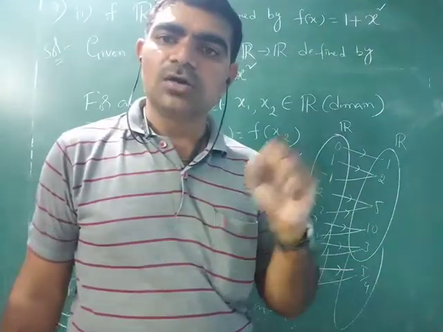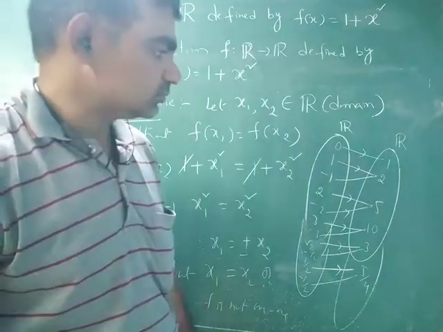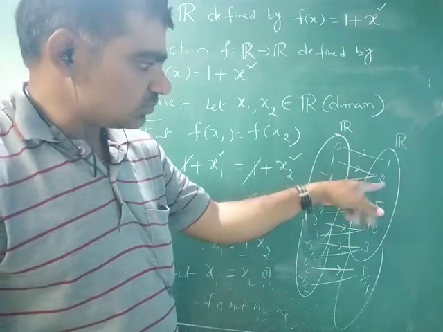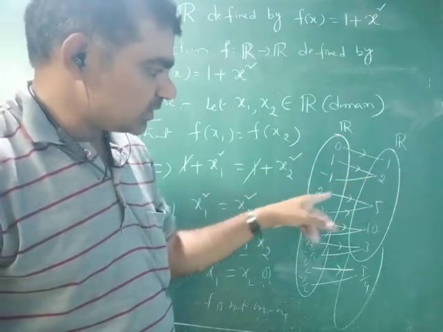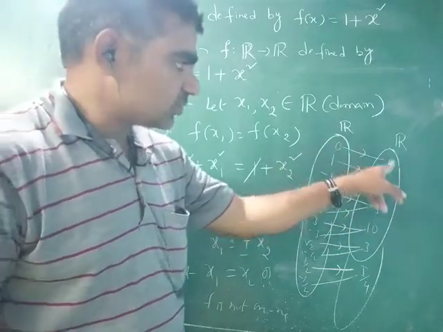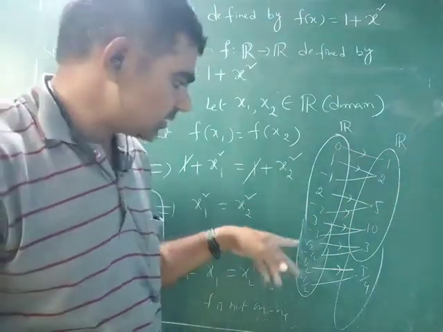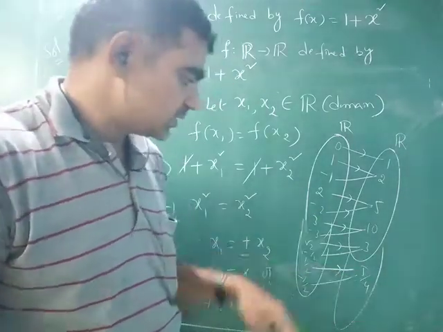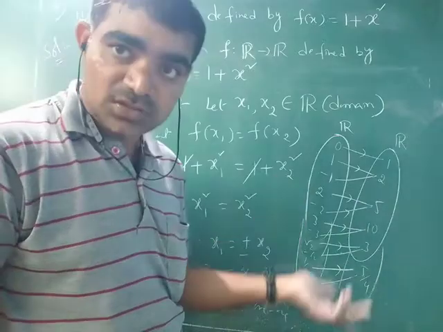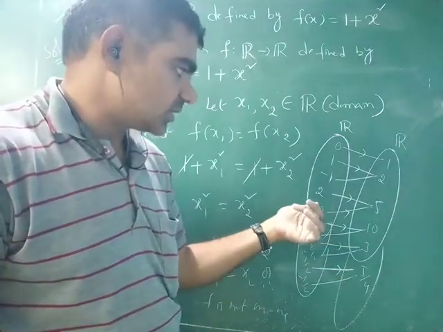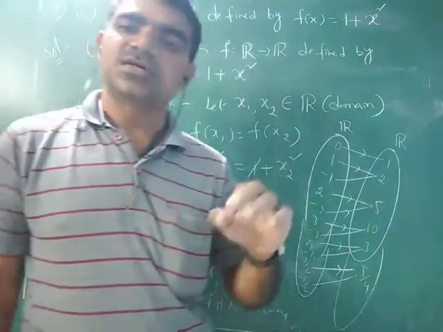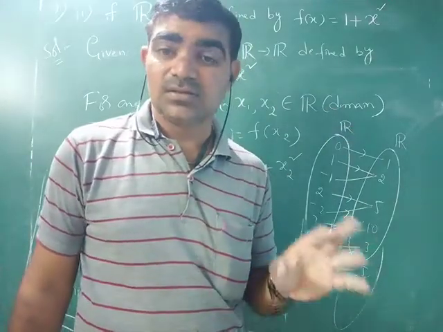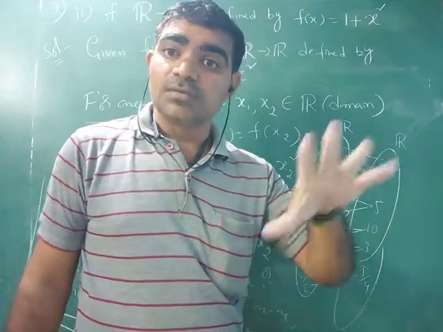Now what about onto? Is it onto? See here, positives, negatives, we are getting positive. 2, minus 2, positive we are getting. Even for 0, we are getting positive only. Even rationals, 1 by 2, minus 1 by 2, we are getting positive only. Even for irrationals, even negatives, we are getting positive. That means always we are getting positive real numbers, more than 0.